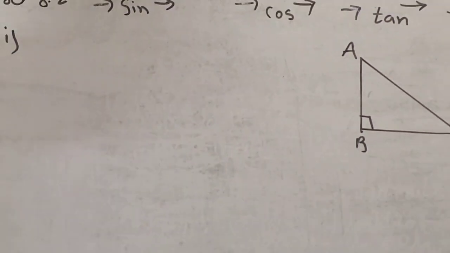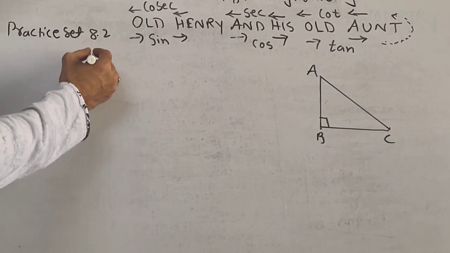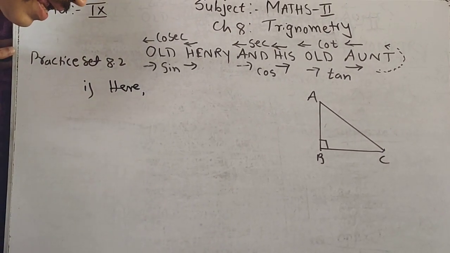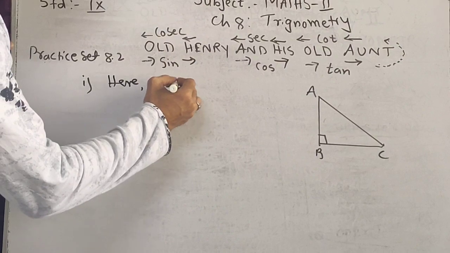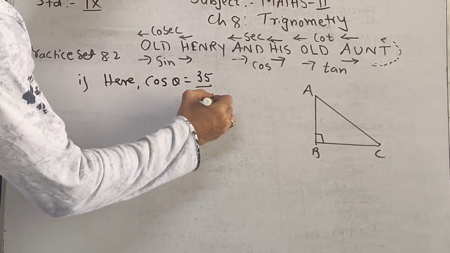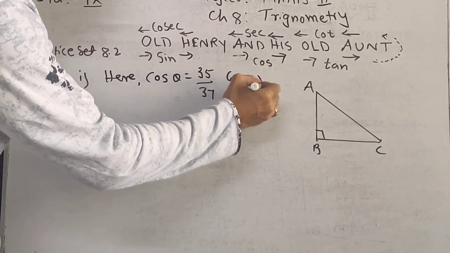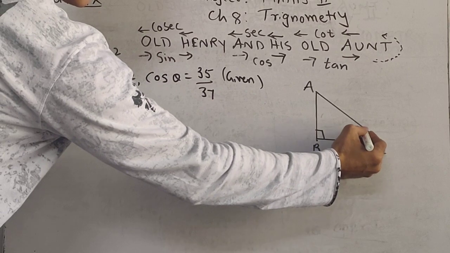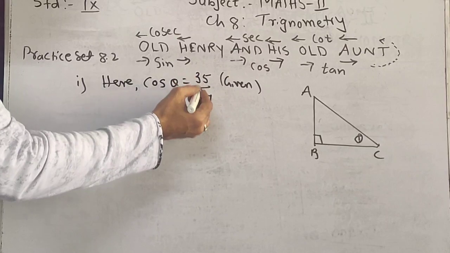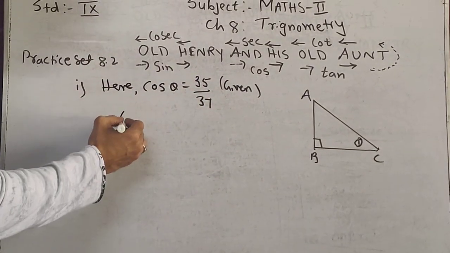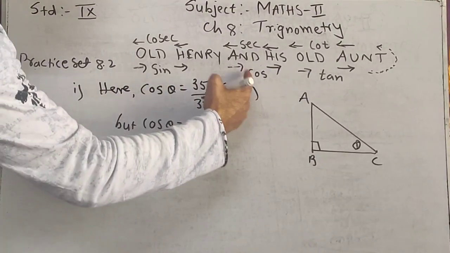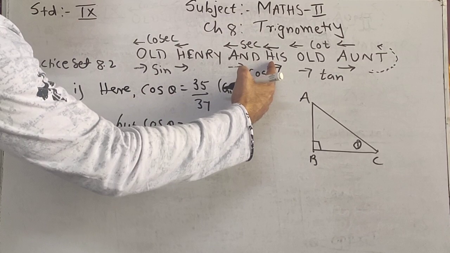So here cos theta is equal to 35 upon 37. This is given. I am marking theta here in the diagram. So cos theta is 35 upon 37. But what is your cos theta formula? Your cos theta is adjacent side upon hypotenuse.